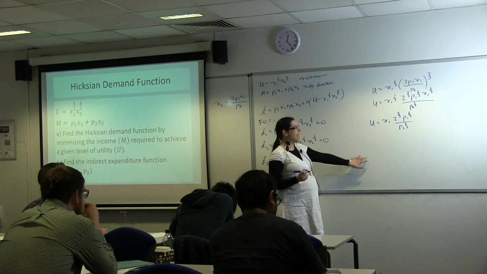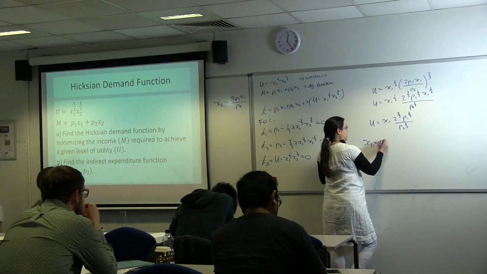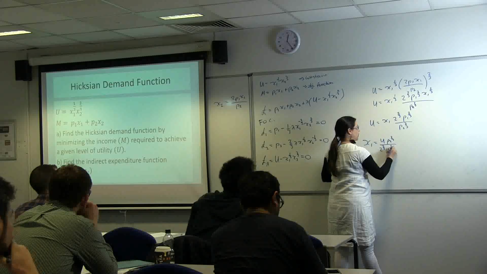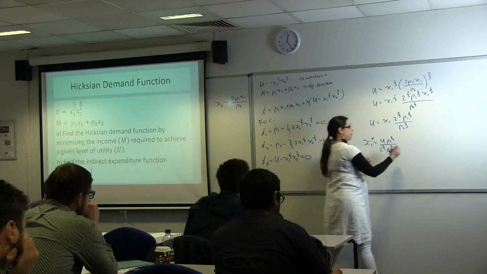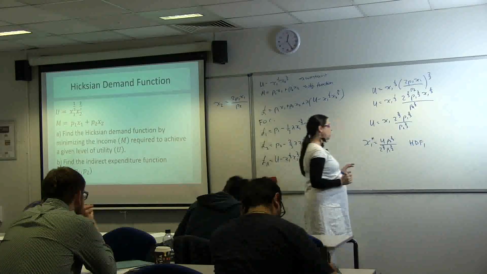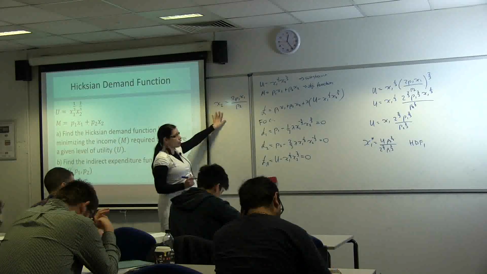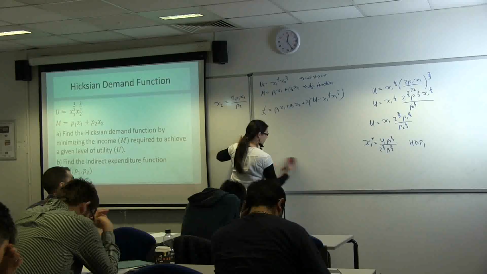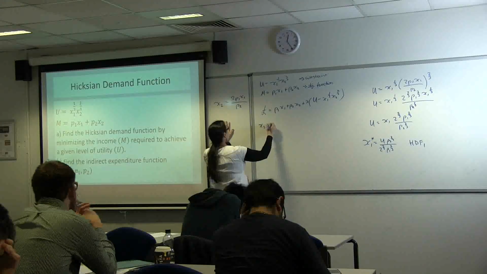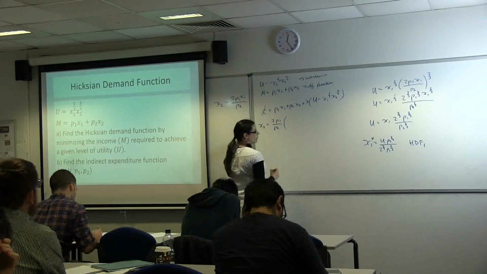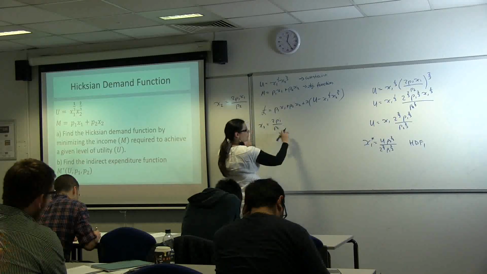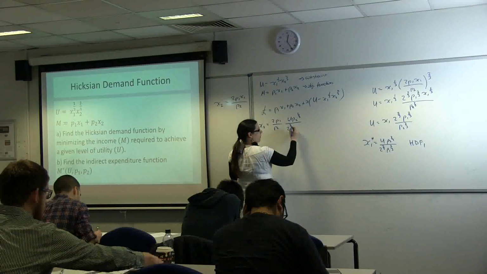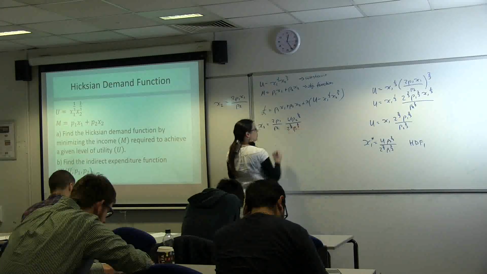So what I'm going to do now is just express x1. So x1 equals u, multiplied by p2 to the 2/3, divided by 2 to the 2/3 and p1 to the 2/3. And that is my Hicksian demand function for x1. And now I need to substitute that back into x2. So x2 equals 2p1 over p2 times, I actually don't need the bracket, u p2 to the 2/3 over 2 to the 2/3 p1 to the 2/3.